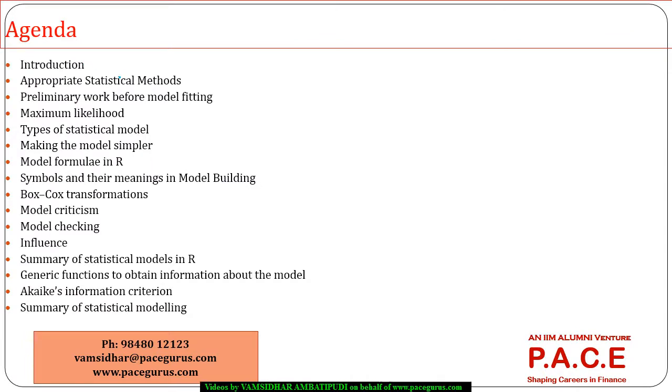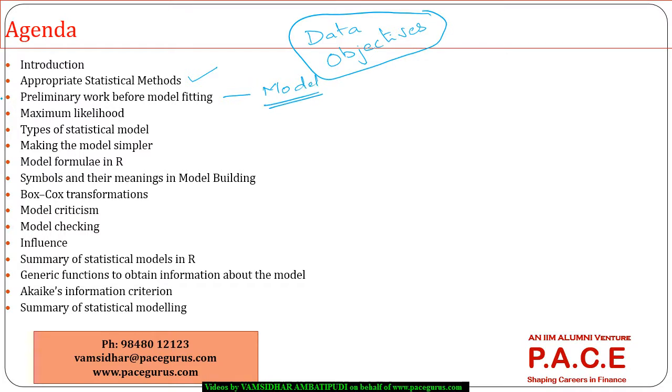So we would look at what could be the different kinds of statistical methods depending on what kind of data that I have, what are the kinds of objectives that I'm having. Based on this, I am interested in looking at the appropriate statistical methods. Now, once I am given the data and I am asked to go ahead with a statistical model, what are those basic preliminary things that I have to be ready with before going ahead with fitting a model?